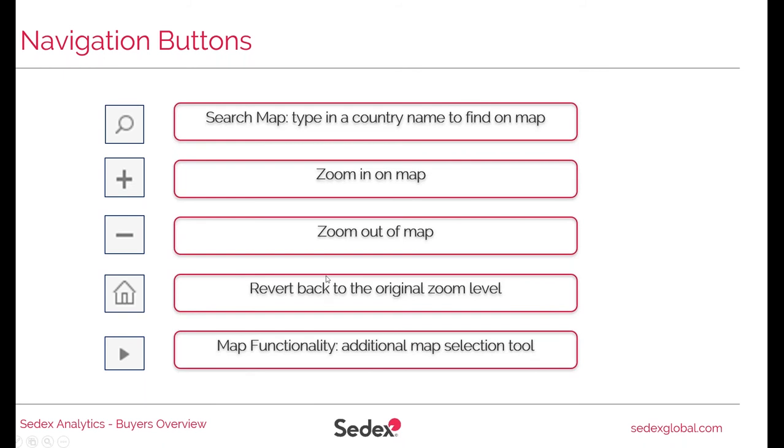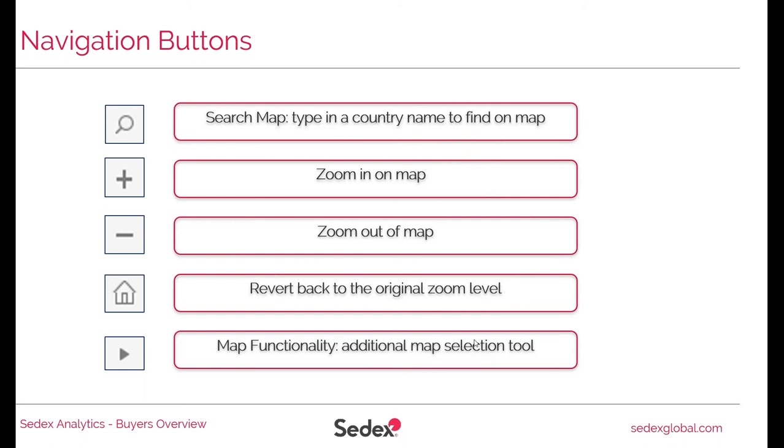Zoom in and zoom out can also be done with your mouse. If you've got a mouse on your PC or laptop, there's that little roller dial in the middle, between left click and right click. You can just use that up and down to zoom in and out. The home or house button reverts back to the original default zoom level. And then there's this play button or arrow icon, which has additional map functionalities to do with selections of the regions on the maps.